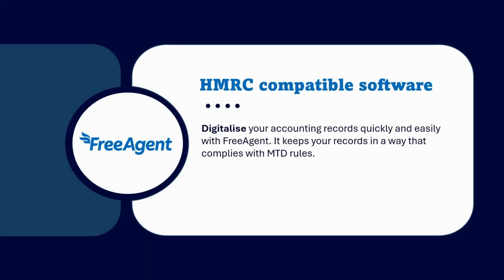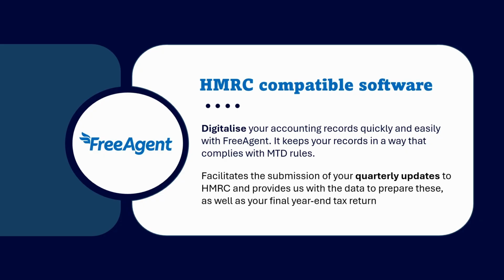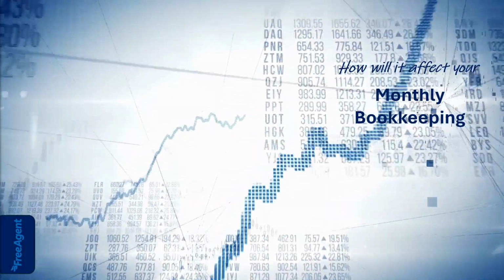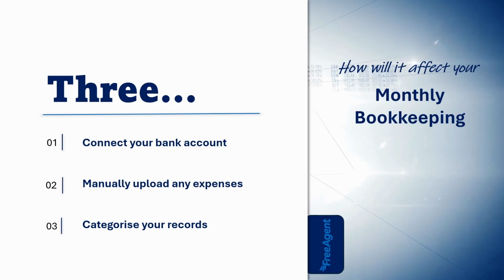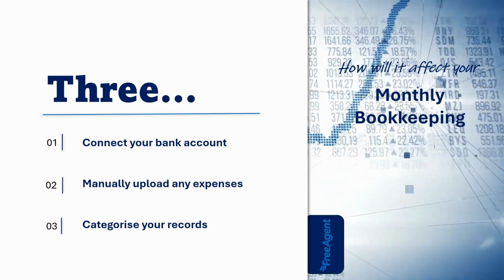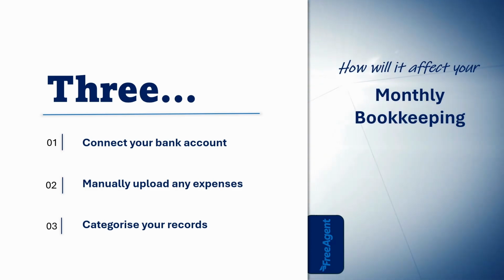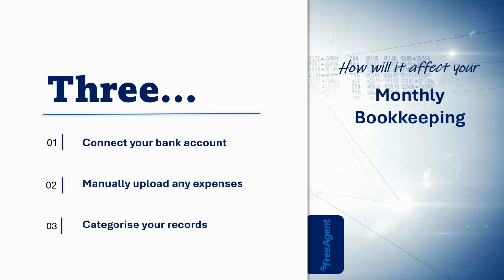You can digitalize your accounting records quickly and easily with Free Agent. It keeps your records in a way that complies with MTD rules. The software facilitates the submission of your quarterly updates to HMRC and provides us with the data to prepare these, as well as your final year-end tax return. There are 3 ways you will use Free Agent to store and organize your records. You will connect your bank account to the software, manually upload any additional expenses, and categorize your records.